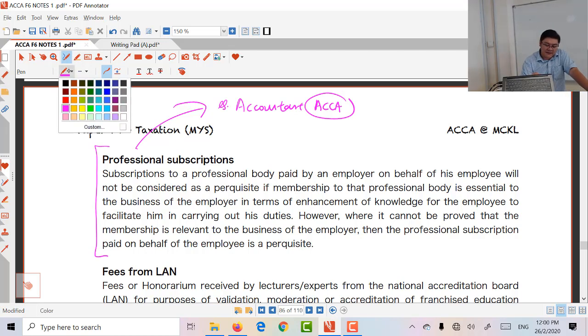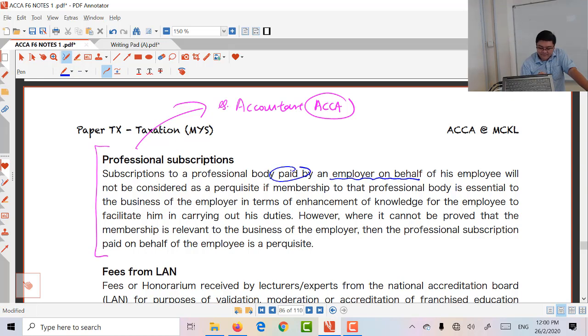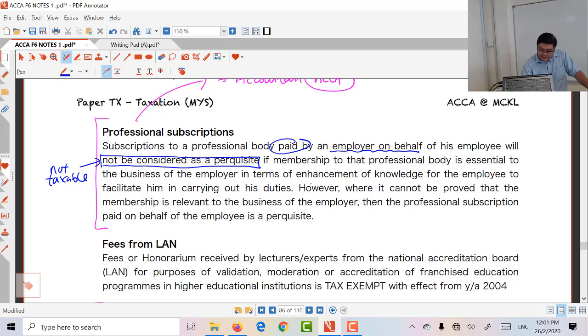Now, this is the one that your boss is paying for you. So your boss is paying on behalf. Okay, your boss is paying on behalf. Now, it will not be a perquisite. The word is not, meaning it's not taxable. Alright, it will not be a perquisite, so it's not taxable. Condition is what? Condition is if the staff needs the knowledge of his profession to carry out his work. That's why the keyword I'm just going to highlight here: when the membership is relevant to the business.